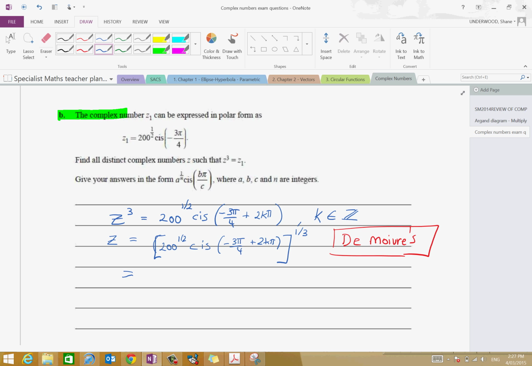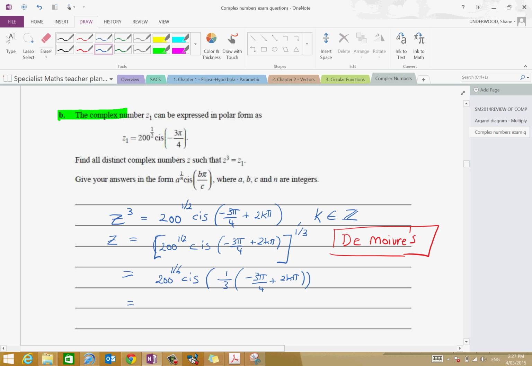200 to the power of a half times a third is 200 to the power of 1/6. Do we agree with that? Cis of... now we're going to multiply that by a third, don't we? So it's a third of negative 3 pi on 4 plus 2k pi. Are we okay with that? Yes? Okay, now let's apply that.